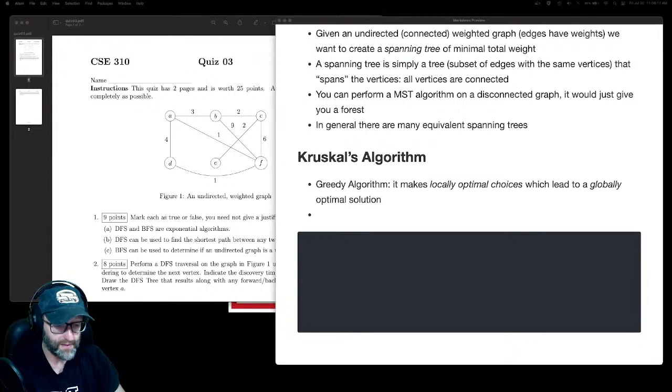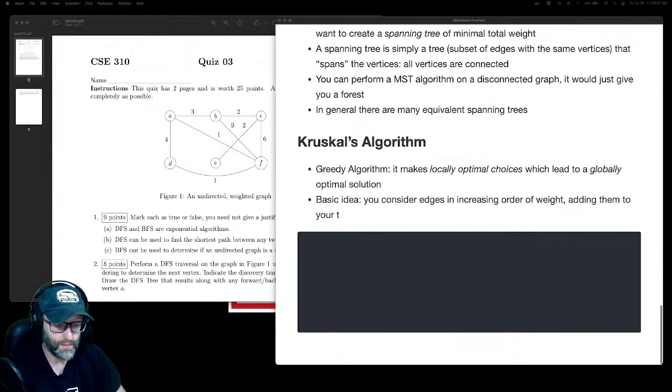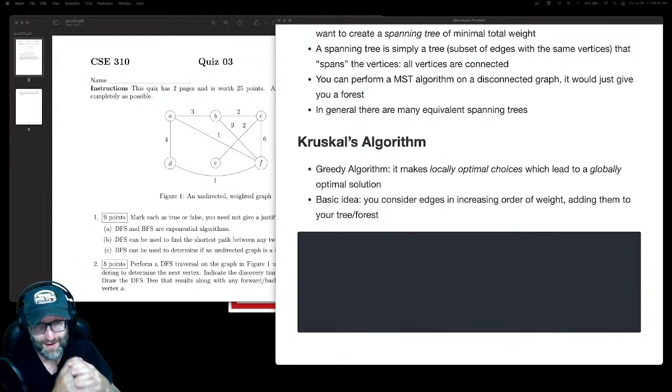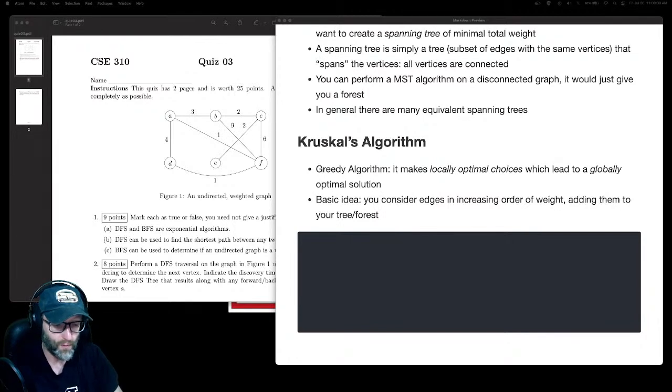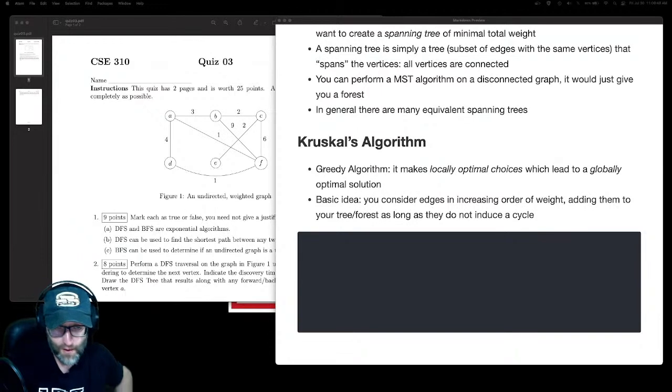So the basic idea is that you consider edges in increasing order, non-decreasing order of weight, adding them to your tree/forest, because it won't necessarily be a tree at all times. It could be a disconnected forest of trees that eventually gets connected into one big tree. Adding them to your forest as long as they do not induce a cycle. Right? So that's the idea. Now before we write pseudocode to do this, let's go ahead and do it on an example.